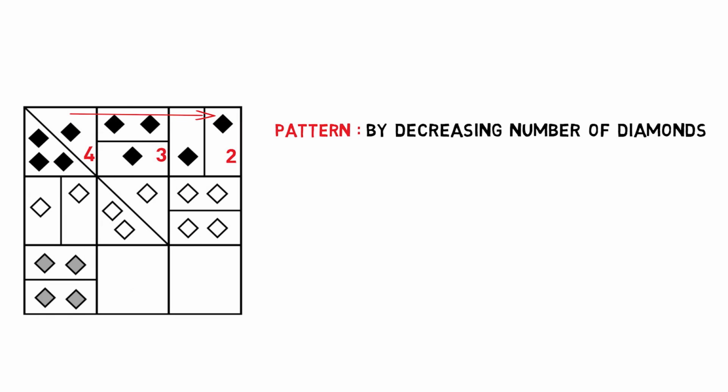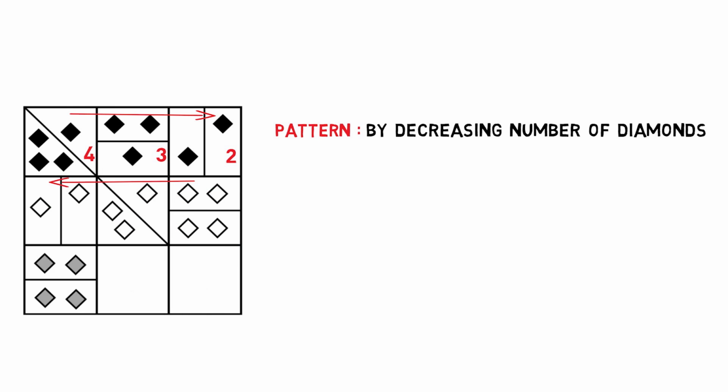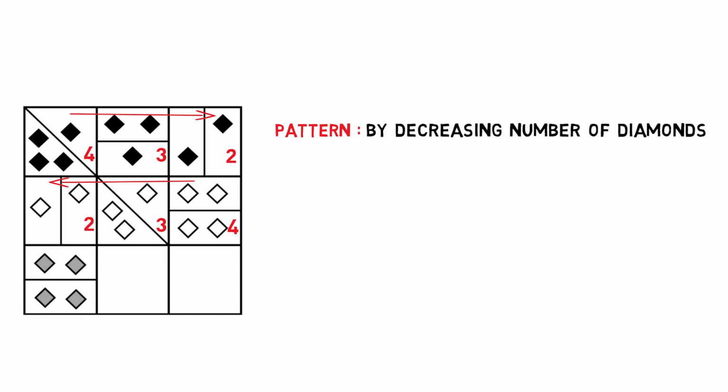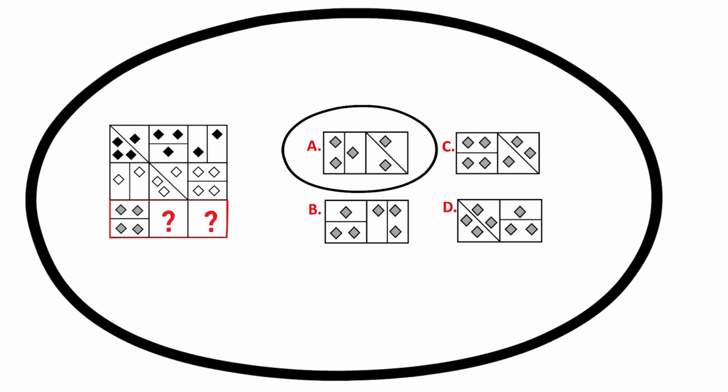In the second row, the pattern reverses, and it goes from right to left. And you see the same pattern of the white diamonds. 4 goes down to 3 and then goes down to 2. So in the bottom row, we need to follow the same pattern. The number of diamonds will decrease from 4 to 2 among the gray diamonds. So the correct answer here is choice A. Hopefully you've nailed this question and now know how to answer similar problems in the test.